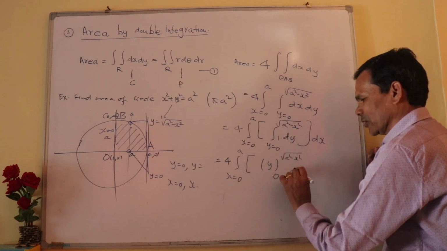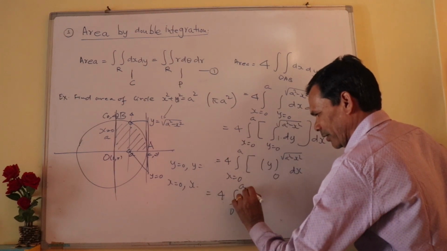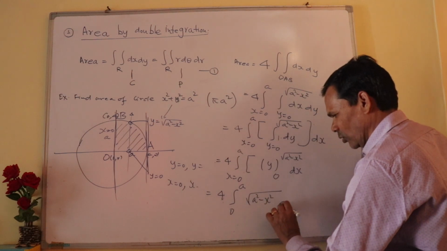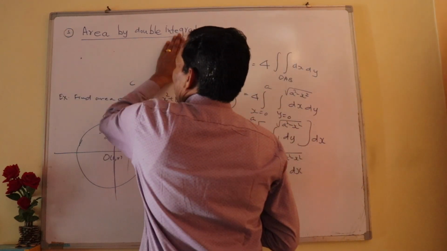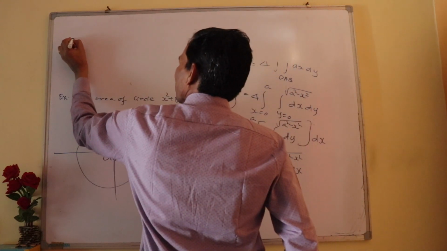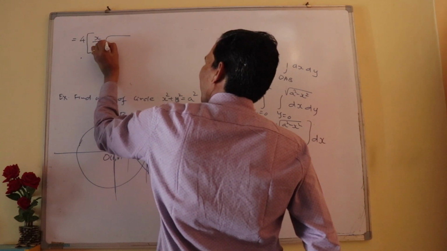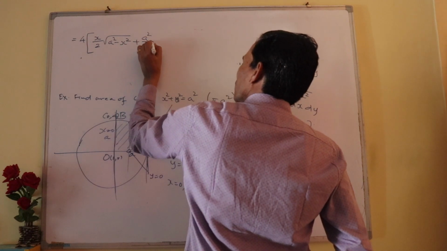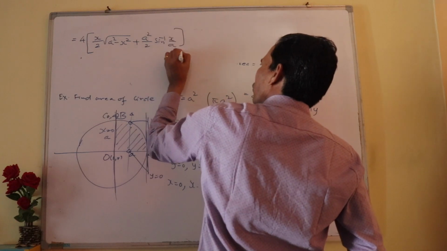x square into dx. So you are getting this as 4 times integration 0 to a of root of a square minus x square minus 0. Now we have to find the integration of this. So integration of this is 4 times, by the formula, x by 2 root of a square minus x square plus a square by 2 sine inverse x by a, and limits applied 0 to a.